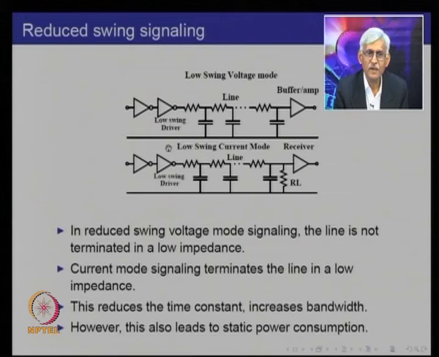In case of current mode, everything is exactly the same. I drive it, I get my full swing input and I drive it by a low swing driver. I have the same passive line which is RC, but I now terminate it in a load resistance which is small. Because of this termination, the swing at this particular point will continue to remain low, but also it will bring down the RC time constant of this entire line. As a result, the bandwidth of this line will be higher and I will be able to use much higher data rates on this line if I am using current mode.